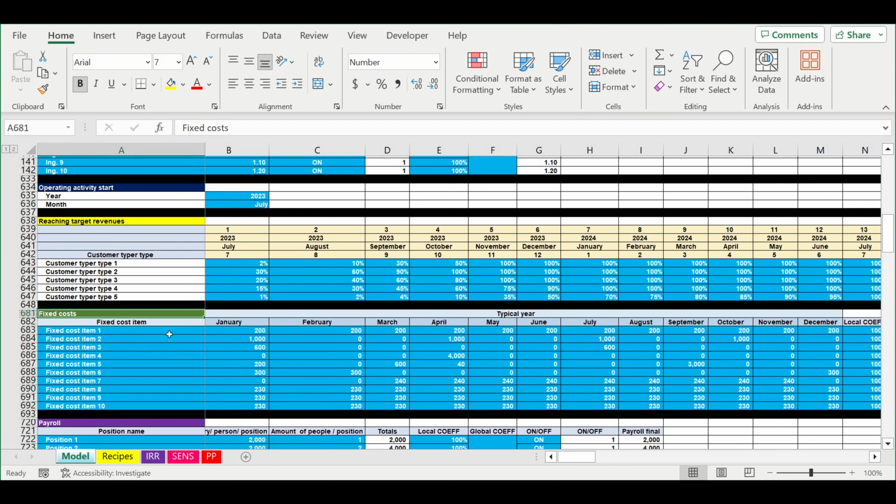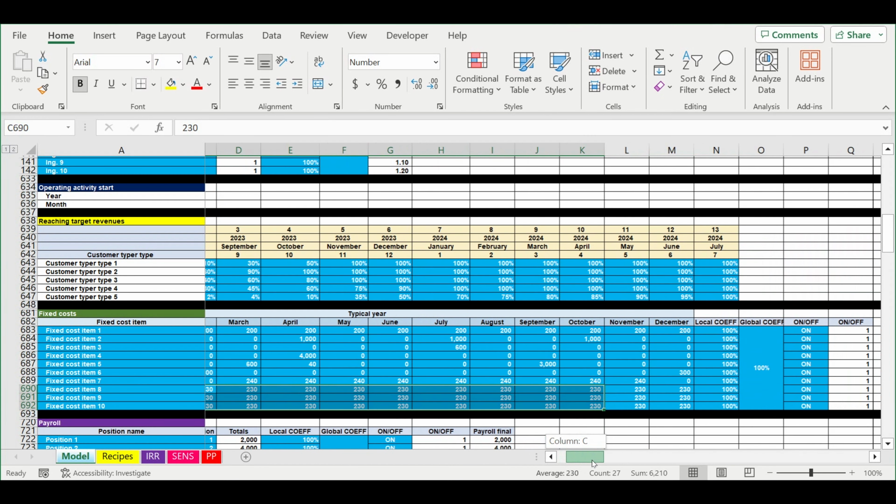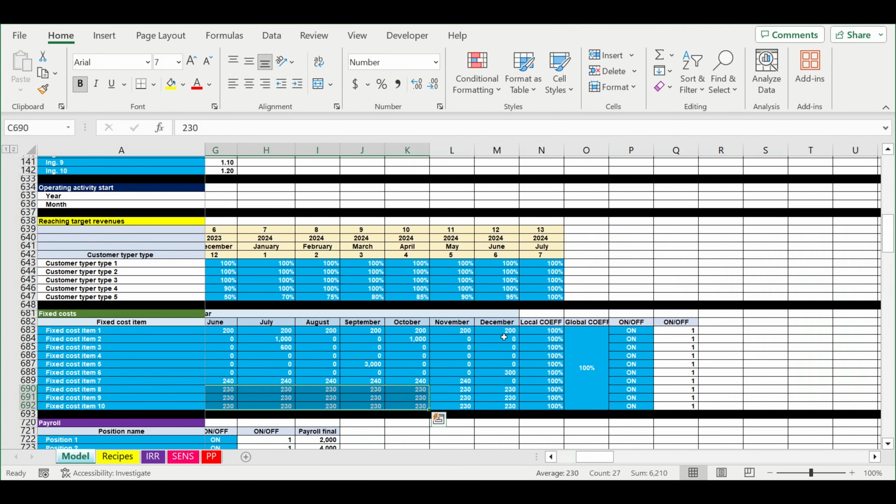Here we have a typical year where we can allocate different types of fixed costs. Interesting fact about fixed costs: despite them being called fixed, they may have some seasonal patterns, or they can occur once in a quarter, or once in a half, or once in a year period, or they may have some specific individual algorithms inside a typical year. We can set up these algorithms here in this block of inputs. At the end of this table, we also have individual on-off toggles for every fixed cost item, plus local and global coefficients for scenario analysis.